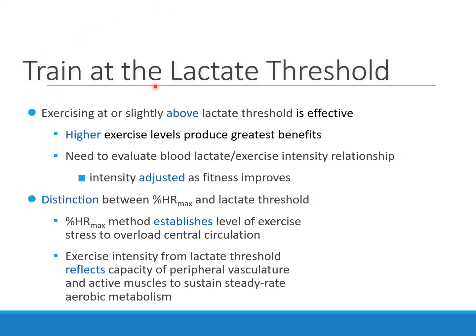So the next thing you could do is train at the lactate threshold, and exercising at this lactate threshold or slightly above it is actually quite effective. So the higher exercise levels produce the greatest benefits when related to the lactate threshold training. And we need to evaluate the blood lactate and exercise intensity relationship, because what ends up happening is your body gets more adjusted to the stresses of exercise, and therefore that lactate buildup doesn't happen quite as quickly. So you end up having to adjust your intensity just like you would in the heart rate method.